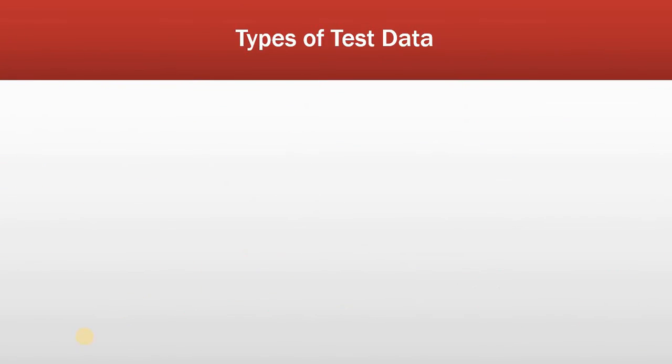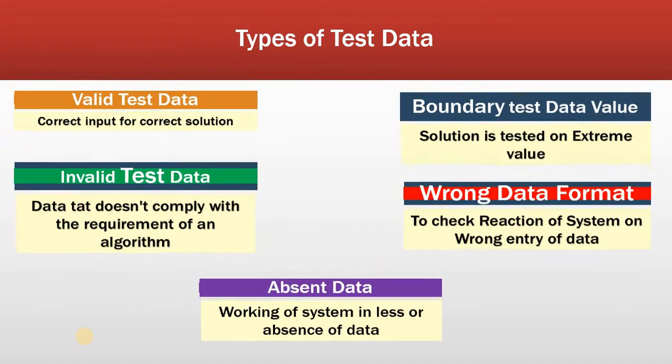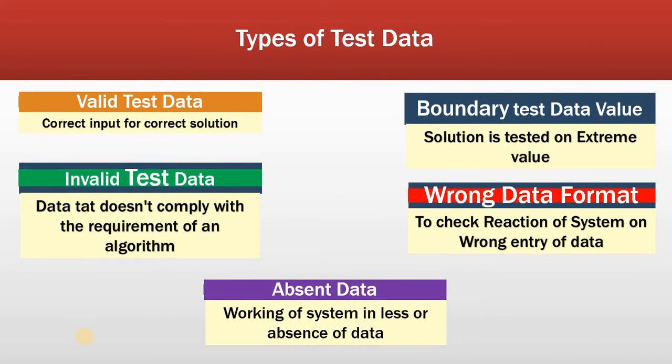There are some types of data available. First of all is valid test data. Valid test data helps us comply with the input requirements of the algorithm. For example, if we have an algorithm and it's supposed to take a numeric value between 1 and 100 as input, then any value between 1 and 100 is valid test data.